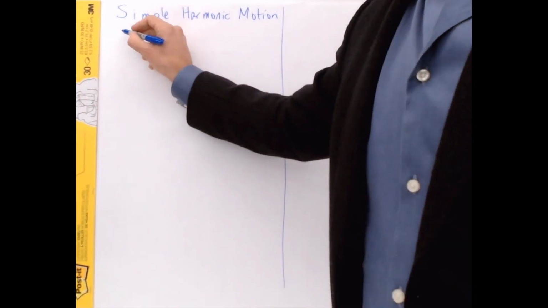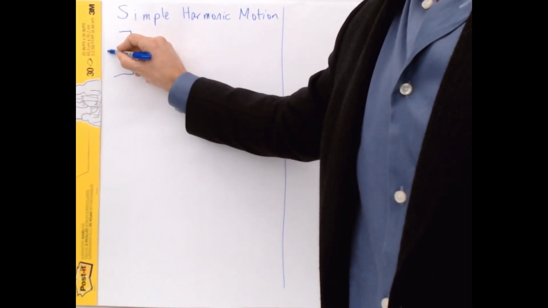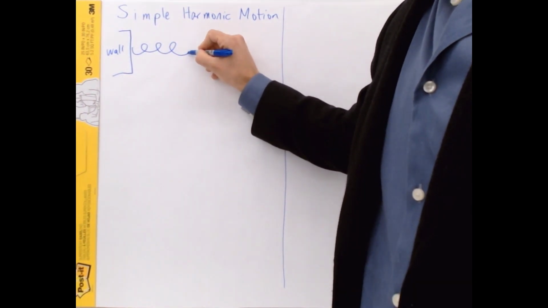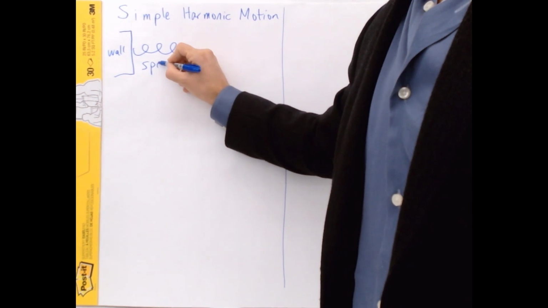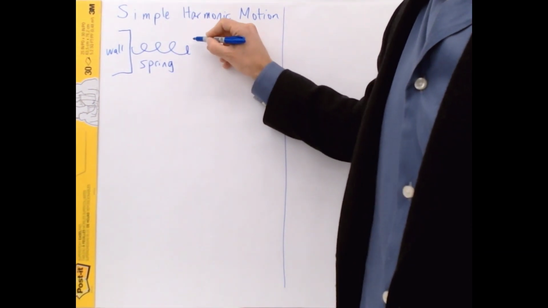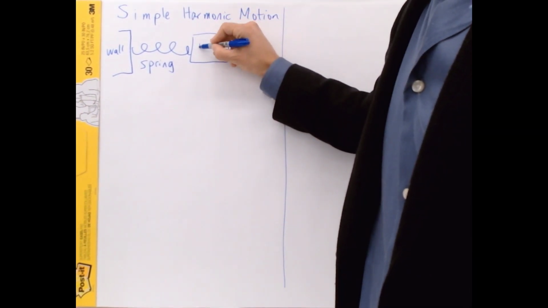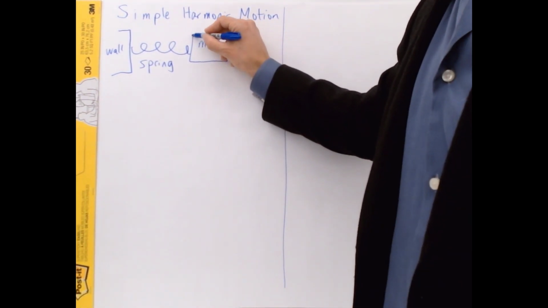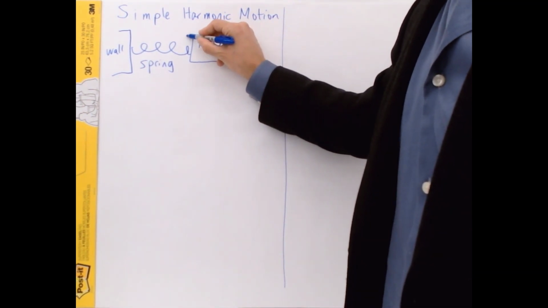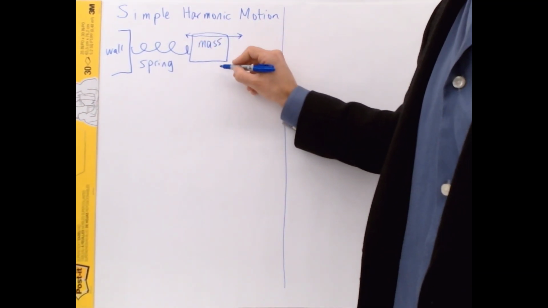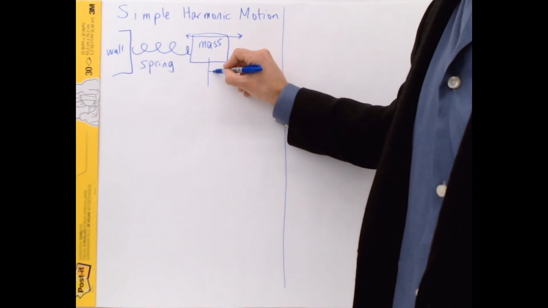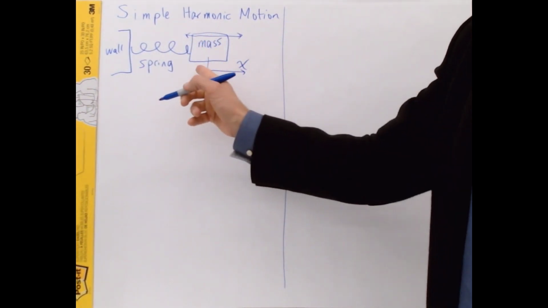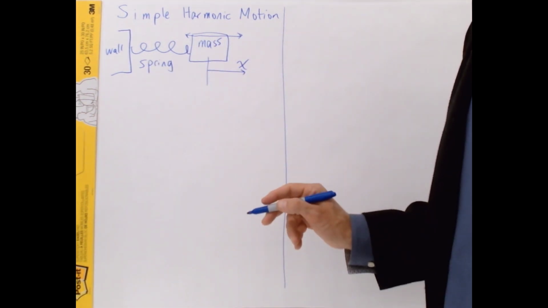Okay, so we'll start with a simple system where there's maybe a wall over here, and then there's a spring, and here we have a mass. The mass is maybe on a frictionless surface or something, but it's free to move back and forth in the left and right direction. So we'll set up a position x to describe the position of the mass. Positive x to the right, negative x to the left.